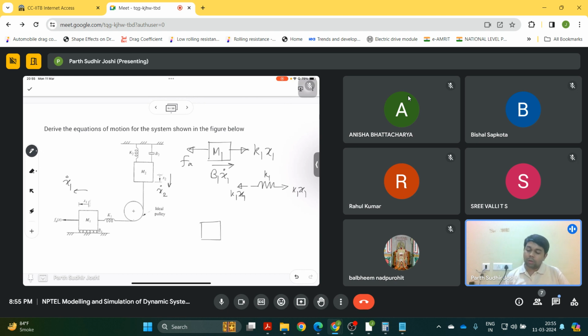Now let us draw the free body diagram for the mass M2. Because it is moving down, the spring is getting stretched, so the force in the spring will be K2 X2. Here we assume that X1 and X2 are with respect to their respective equilibrium positions. Only then we can write that the spring force is that way. This will be the force because of the damper, and in addition to that there will be tension in this string over here.